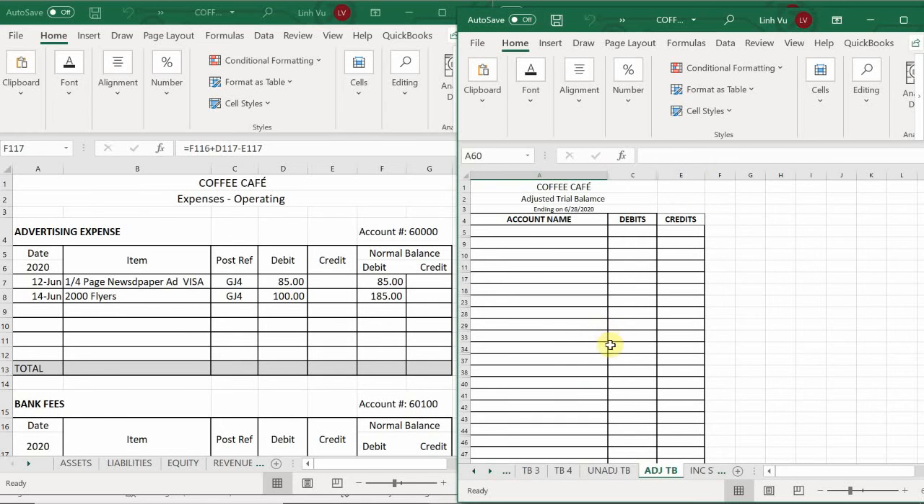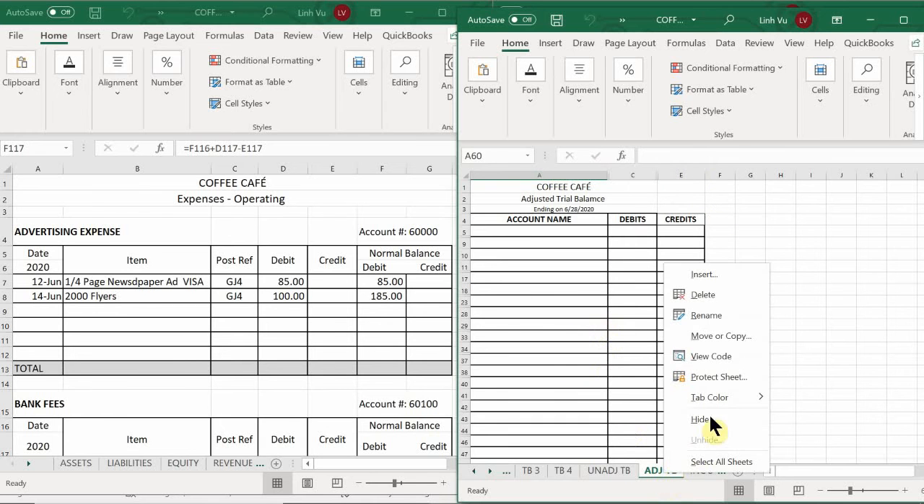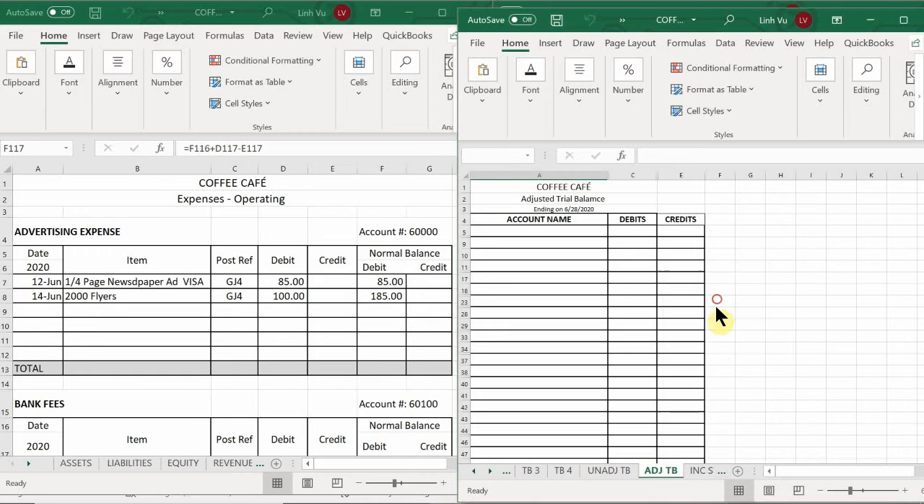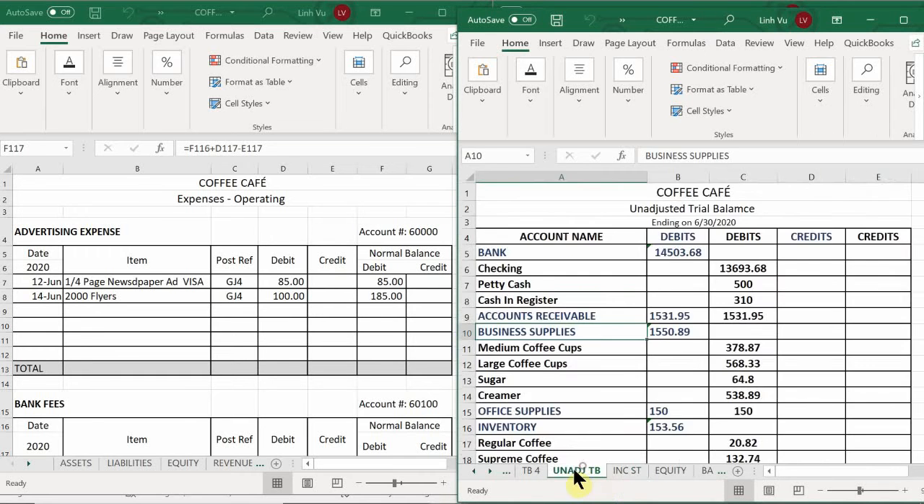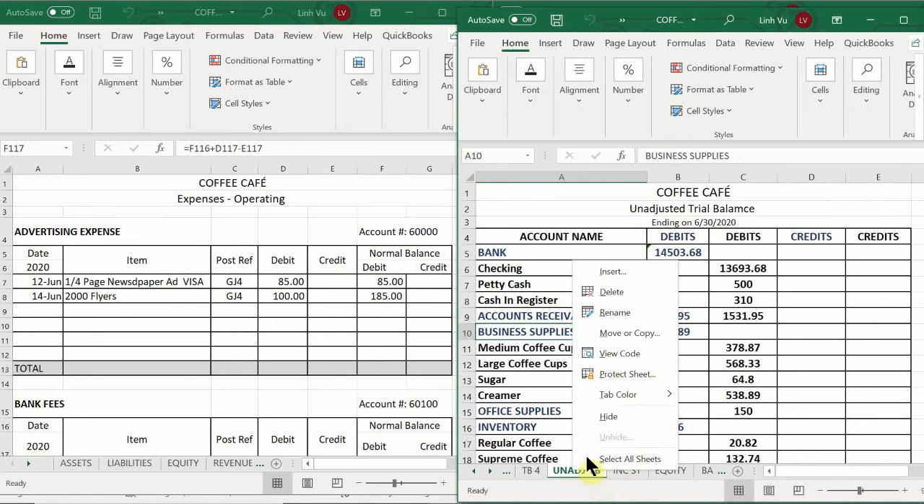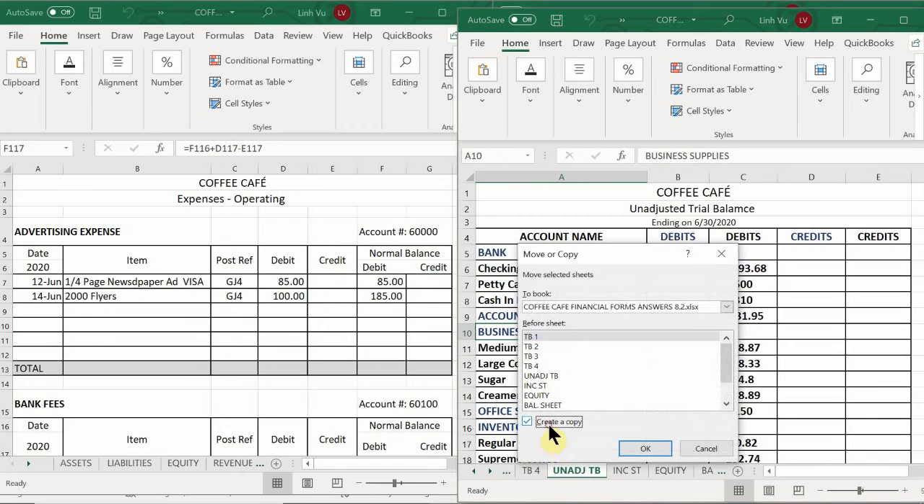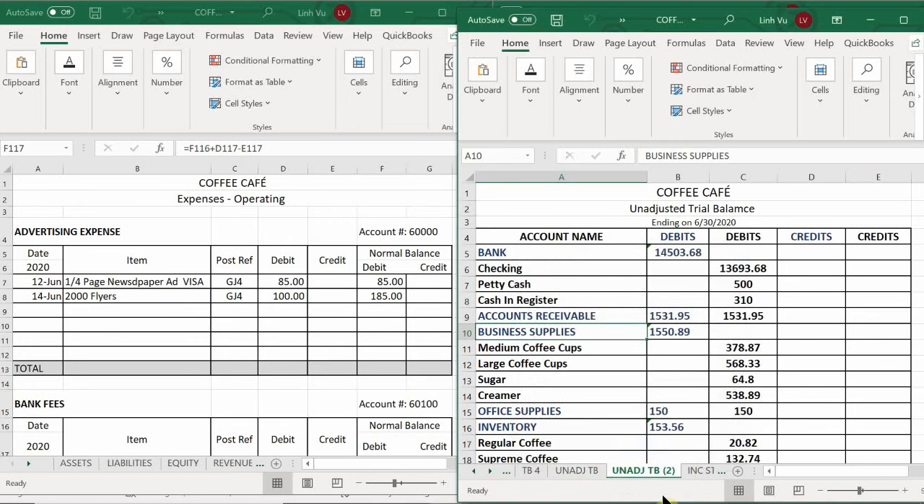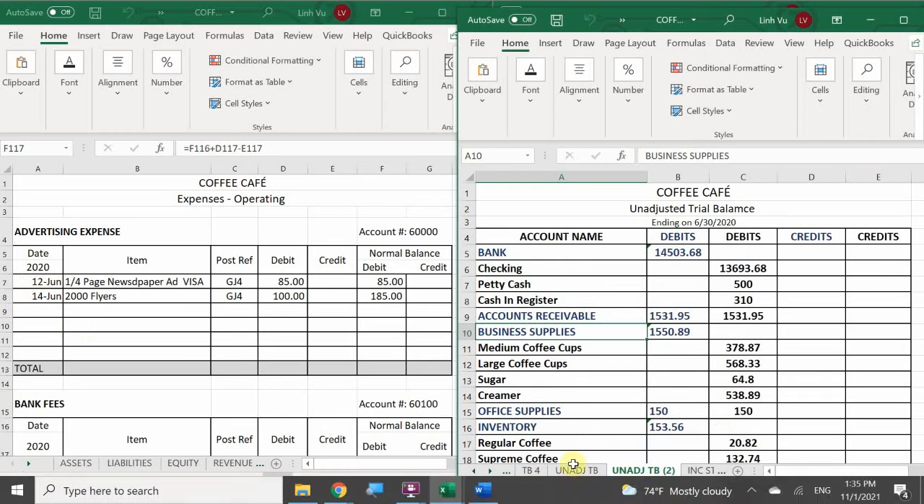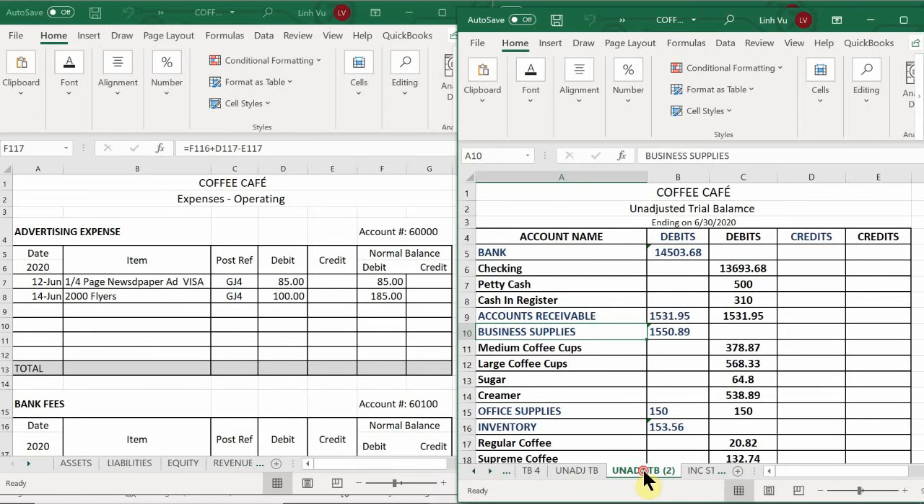So here's my adjusted trial balance. What I'm going to do is I'm going to delete this again, okay? And I'm going to make a copy of my unadjusted trial balance. Okay, so move and make a copy. I'm going to click here and I'm going to put it right in between my income statement. Okay, so here we go. I have my second copy of this, and what I'm going to do is I'm going to rename it.